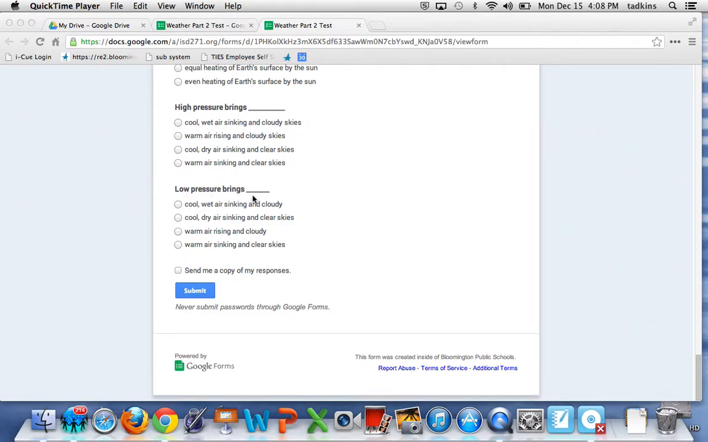Low pressure brings blank. Low pressure brings cool, wet air sinking and cloudy skies. Low pressure brings cool, dry air sinking and clear skies. Low pressure brings warm air rising and cloudy skies. Low pressure brings warm air sinking and clear skies.